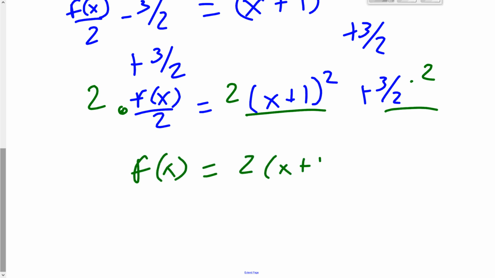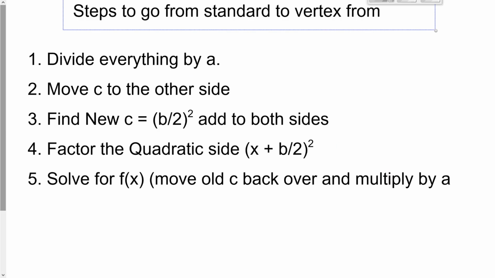And now it looks like it's in vertex form, which we talked about in the last video. So that's how you do it, and here are the steps. Divide everything by a, move your c to the other side, find the new c by taking your b, dividing by 2, and then squaring it, and add that to both sides, and then factor your quadratic side. It's always going to be x plus your b over 2 quantity squared, and then solve for f of x, or it might be in terms of y instead of f of x. It might just say y equals, so then you'd be solving for y, and you usually do that by moving your old c back over and then multiplying by your a on both sides of the equation.